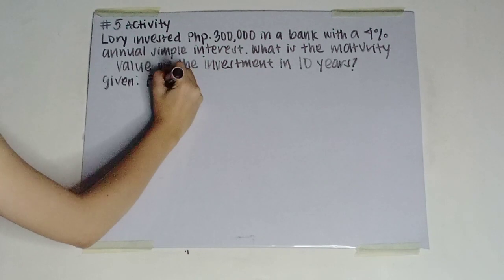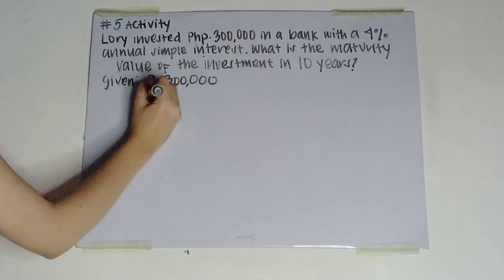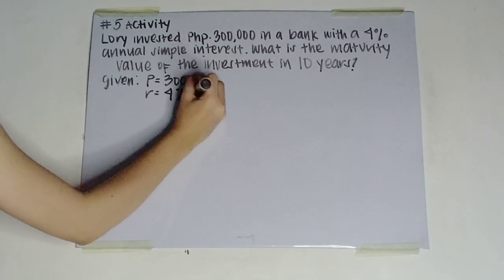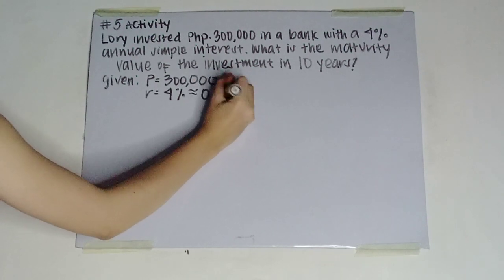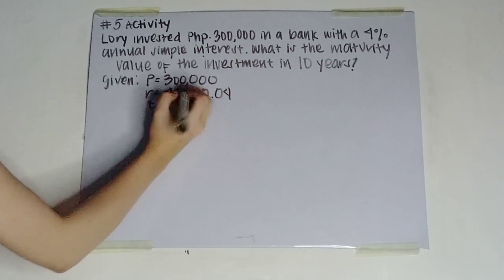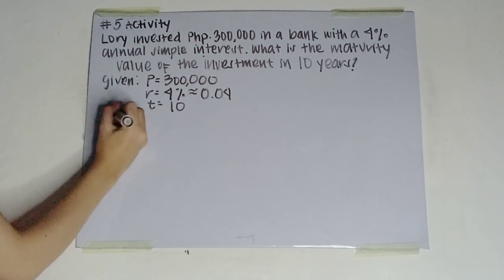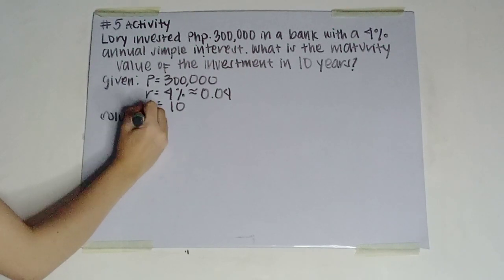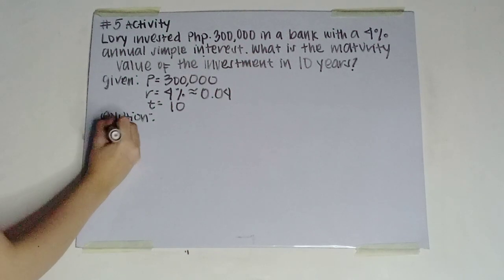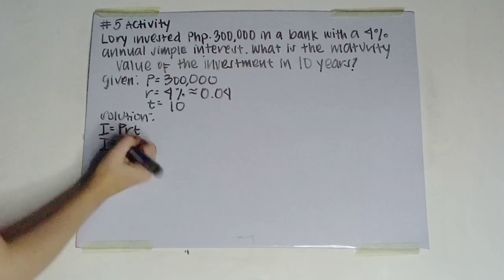P is equal to 300,000 pesos. R is equal to 4%, and converting it into decimal, 0.04. And the time is 10 years. So write the solution. First, we need to find the interest. The formula for interest is I equals P times R times T.